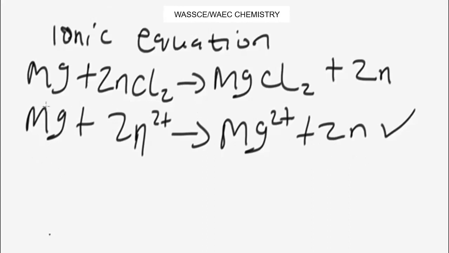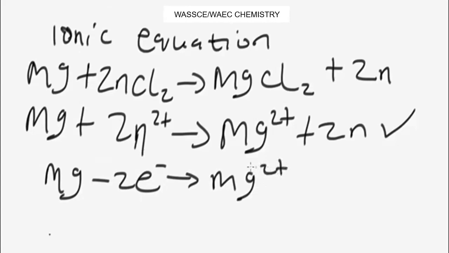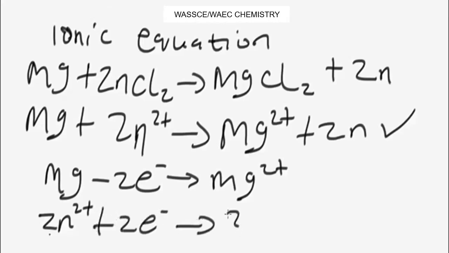So technically, if you are showing the oxidation reaction here, this is the oxidation reaction: magnesium atom lost 2 electrons to form magnesium ion. Whereas if you are showing the reduction reaction here, the zinc ion got reduced, the zinc ion gained 2 electrons to form zinc atom. Okay, so it's as simple as that, but this is the ionic equation you have to write if you are asked to write the ionic equation for this reaction above.